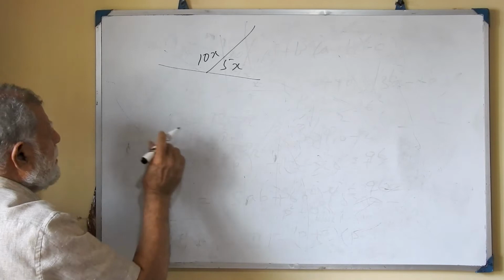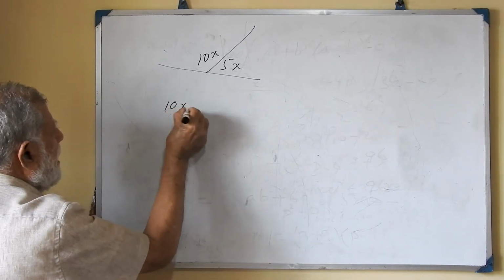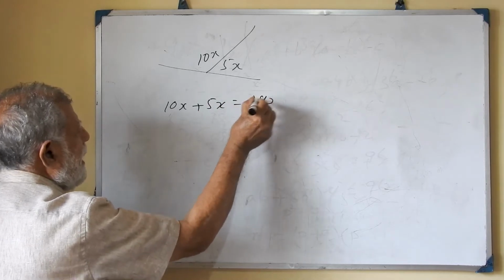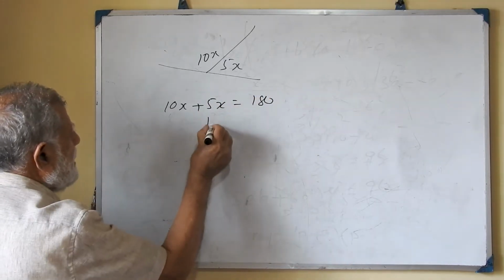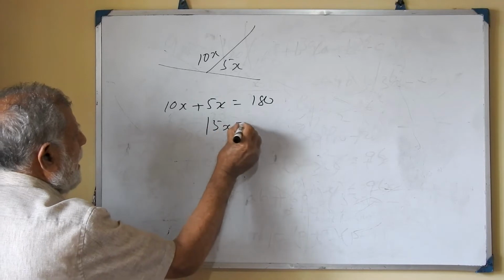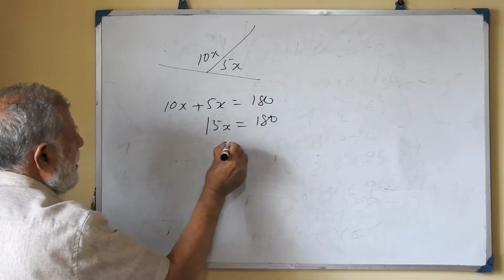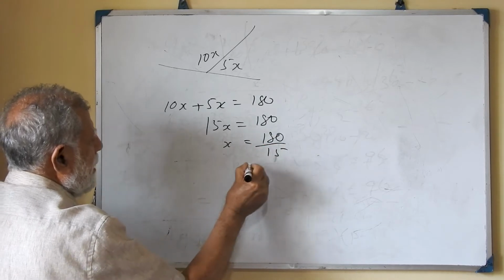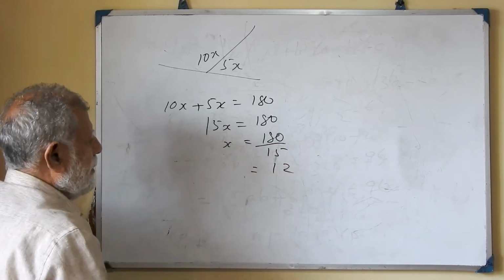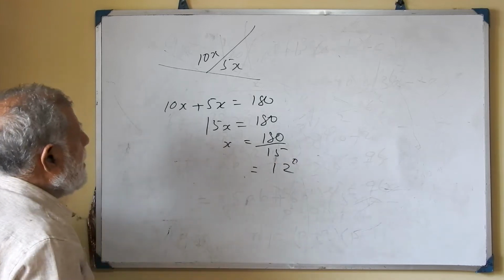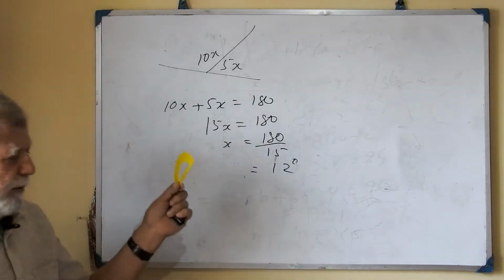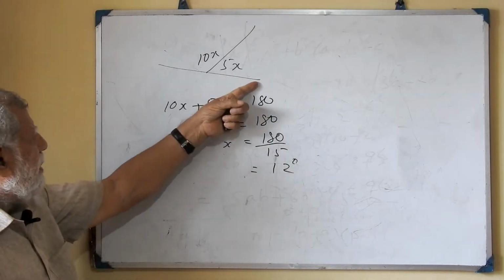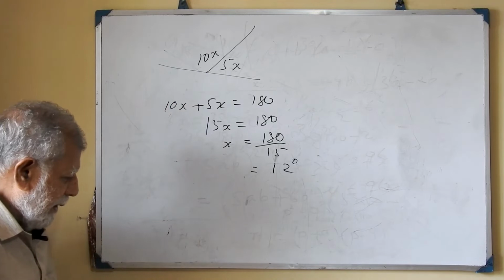So 10x and 5x should add up to 180 degrees. So 15x equals 180 degrees. Therefore, x is equal to 180 divided by 15, that is equal to 12 degrees. So if you are to find the value of x, x is equal to 12. The rule is, because this is a straight line, they all add up to 180 degrees.